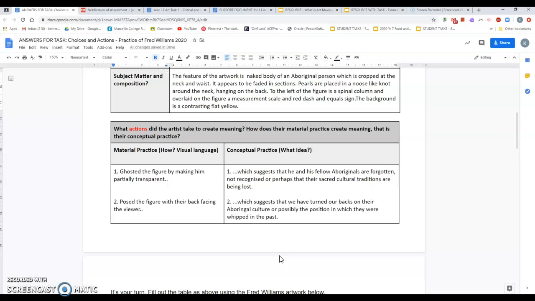Secondly, pose: the figure with their back facing the viewer. That was a conscious choice that the artist has made. This choice suggests that we have turned our backs on the Aboriginal culture, and possibly the position in which they were whipped in the past or tortured. So we've got 1 and 1 going together, and we've got 2 and 2 going together.